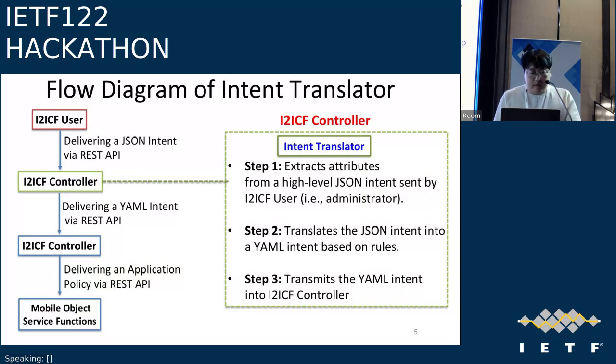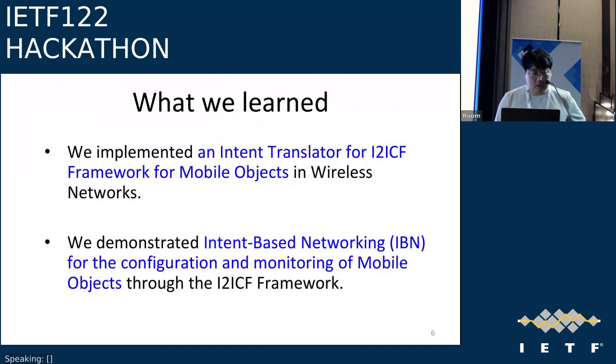And this is the flow diagram for our intent translator. The left part is what I told you in the previous page, and the right side is, more specifically, the intent translator. It extracts the attributes from the high-level JSON intent, and it translates the JSON intent into the YAML intent, and after that, it transmits the YAML intent to the I2ICF controller.